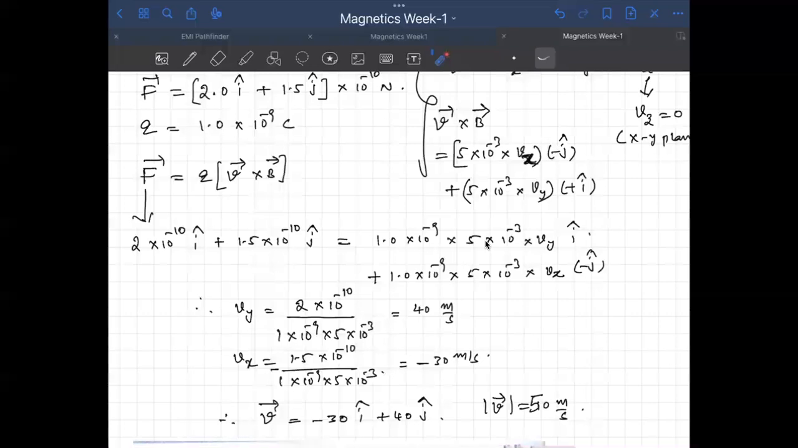So V bar is what I got, minus 30 i cap plus 40 j cap. So the magnitude of V is 50 meter per second. I am asking again, do you still have any doubt in this? Any elementary levels, Sanjana? Pakka? Sure.